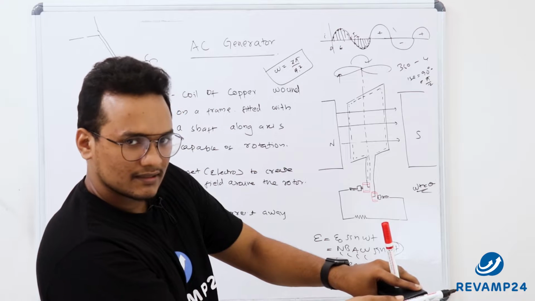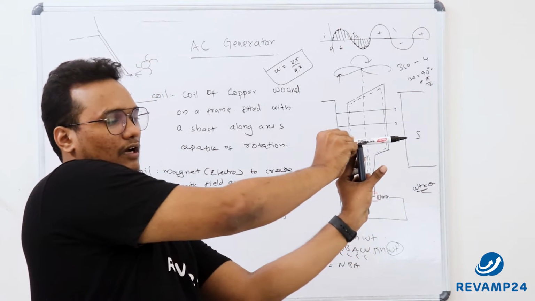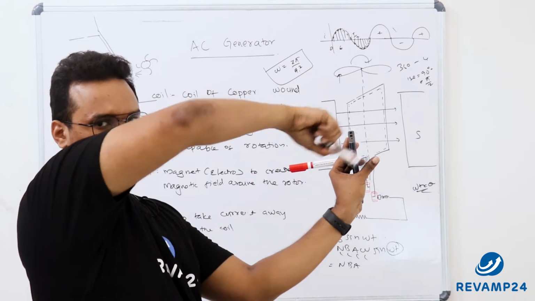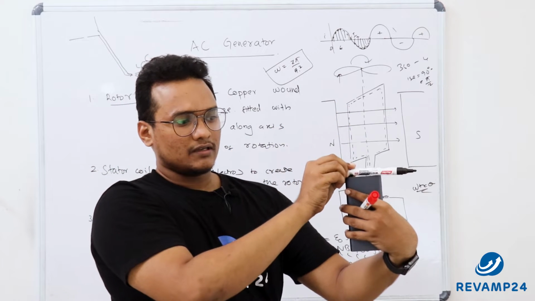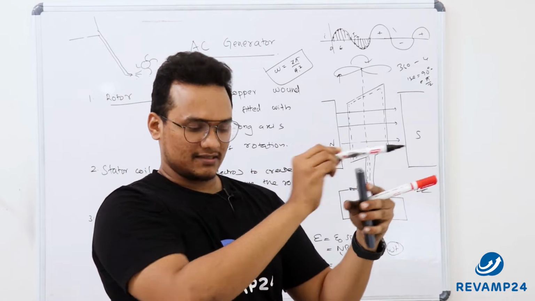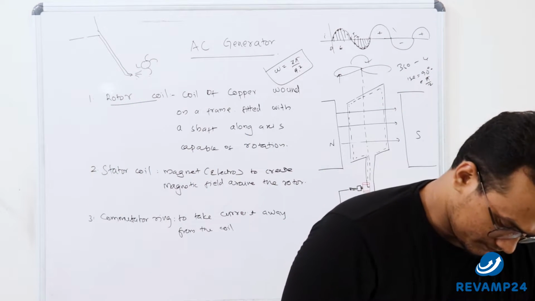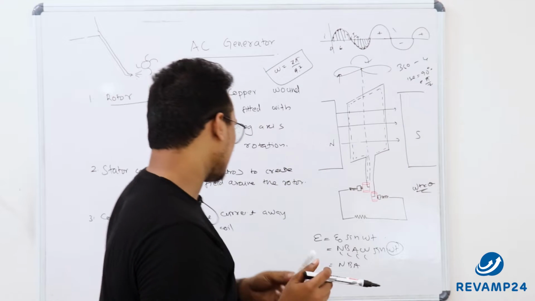Once again, this is the initial position, and it rotates. Now the angle is 90. Now the angle is 180. I can't rotate it in this way, so I am keeping it in this way. Now the angle is 270, 360. So these are the different cases.